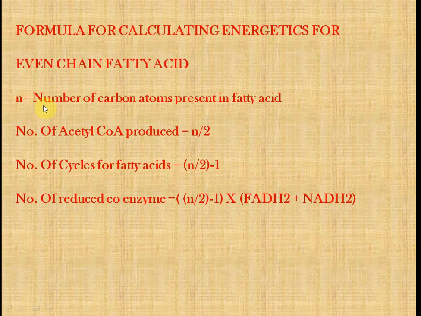Small n is considered as the number of carbon atoms present in the fatty acid. Then the number of acetyl CoA produced will be n divided by 2. The number of cycles for the fatty acid will be n by 2 minus 1. And the number of reduced coenzymes will be n by 2 minus 1 into FADH2 plus NADH2. This is the formula. Now based on this formula, let us solve one question.